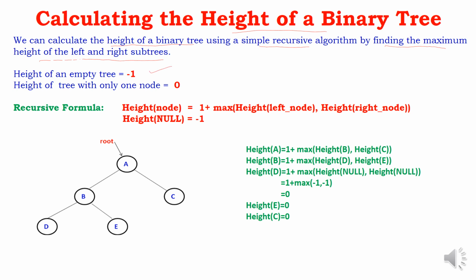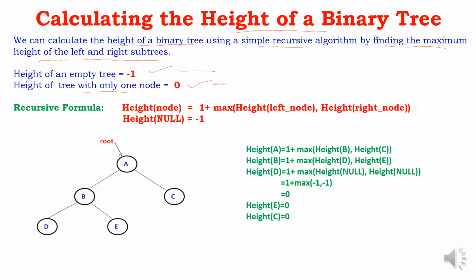In a recursive function, there will be a base case. It has to stop somewhere. So here, in this particular thing, the base case is: the height of an empty binary tree is -1. And if a binary tree is having only one node, the height is 0. An empty binary tree has height -1 and a binary tree having only one node has height 0.